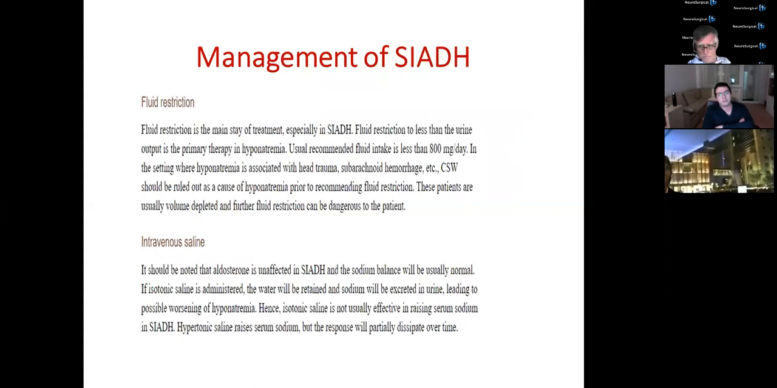Management: the cornerstone of management of hyponatremia is water and fluid restriction. Patients after surgery take a lot of IV fluids and IV medication. You are giving a lot of antibiotics diluted with fluids, and, for example, dexamethasone. We have to take into account the total IV fluid plus oral intake to calculate the total daily amount. Usually we restrict fluid to 800 milliliters per 24 hours in order to treat hyponatremia.